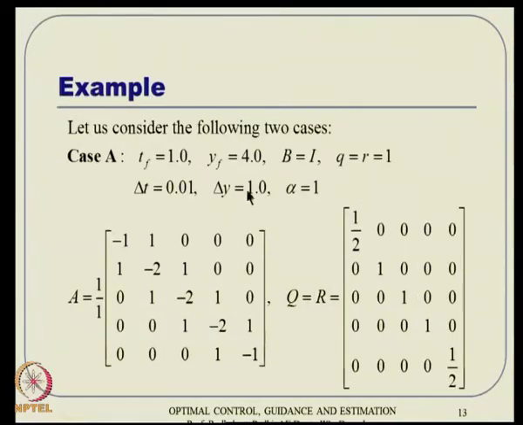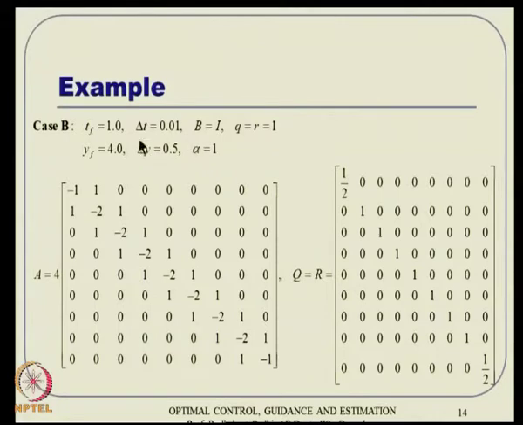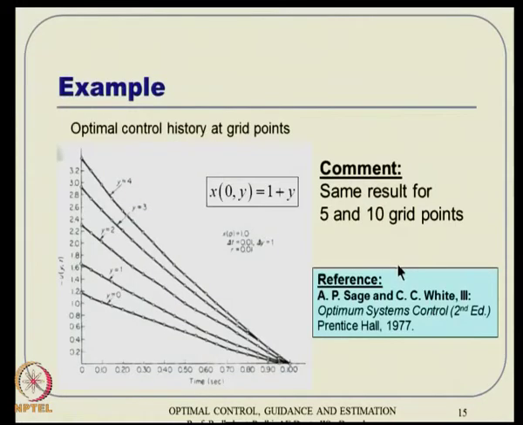So here the delta y is 1 and there the delta y is 0.5 actually. Okay. So now let us see what difference you get actually really. Now surprisingly there is no difference actually. Either you take 5 grid points or 10 grid points, it doesn't matter.